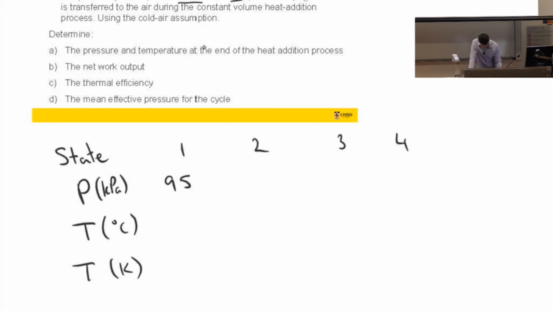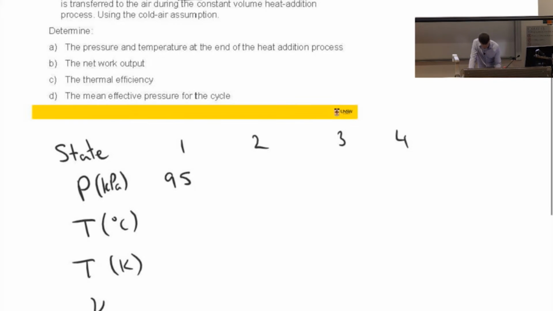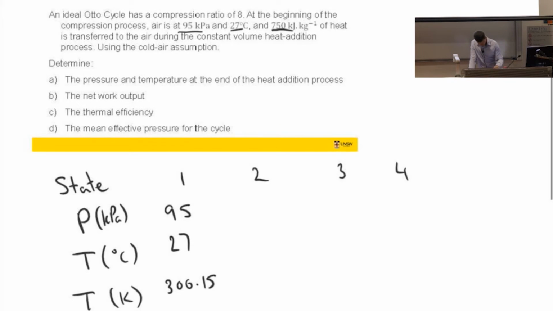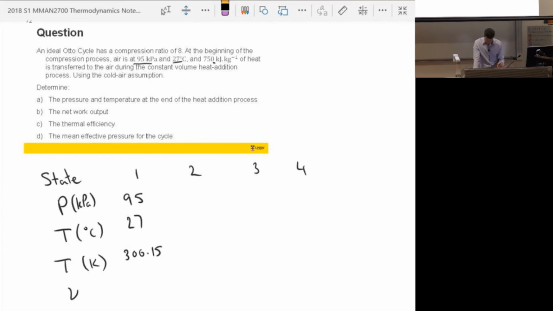Let's do degrees C, because I can erase stuff really easy. 27 plus 273.15 is 300.15 Kelvin. Heat addition is 450 kilojoules per kilogram, so 750 is added here. So we're going to add some heat here, and we know how much heat we're going to add. And we're given the compression ratio.